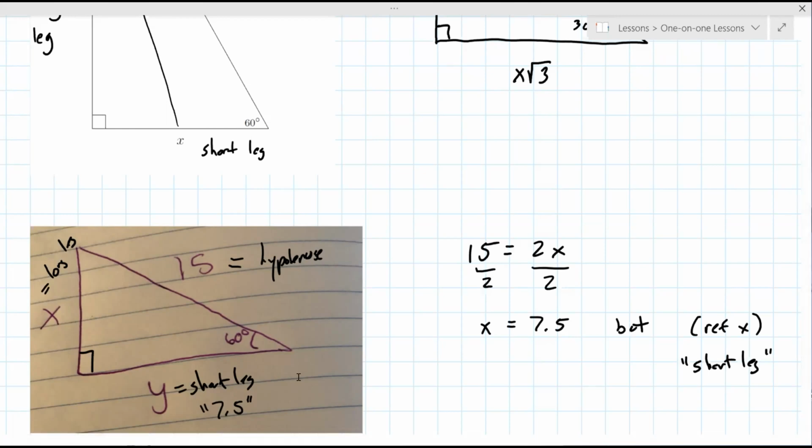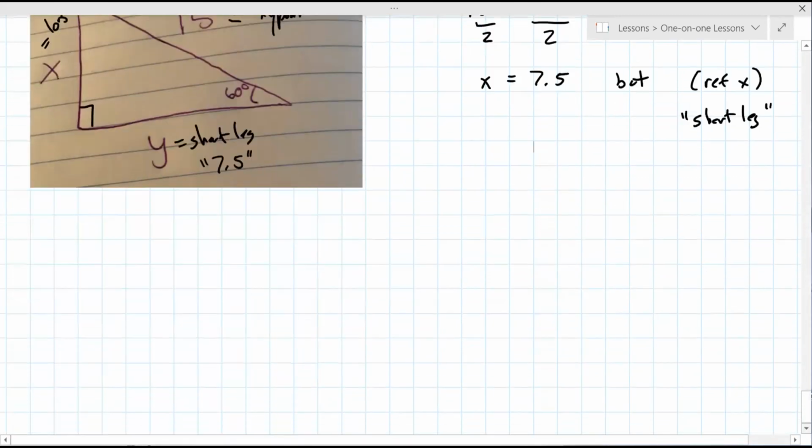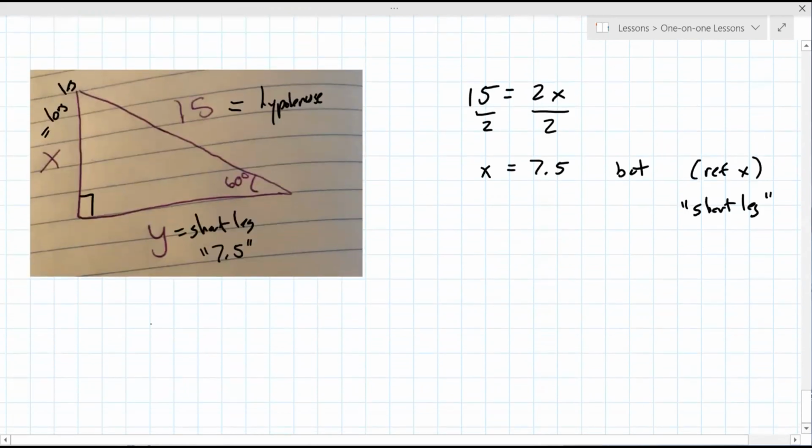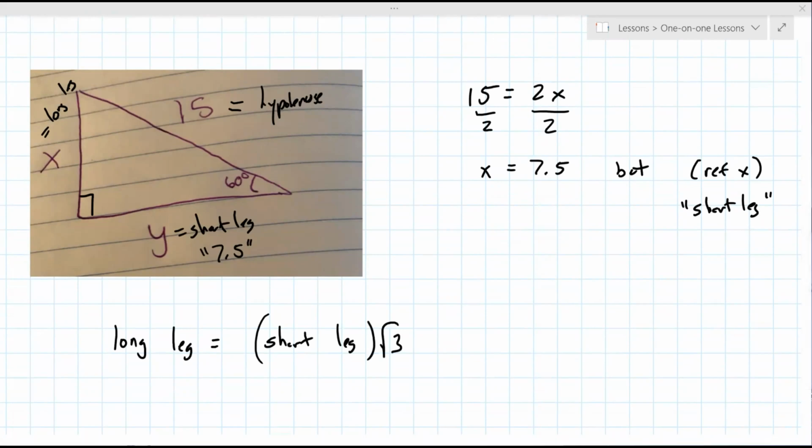All right, is that clear up until this point? Yes. Okay, now to find the long leg, and I do this in words, the long leg is equal to the short leg times the square root of 3. So you take whatever you have for the short leg and you multiply it by the square root of 3.